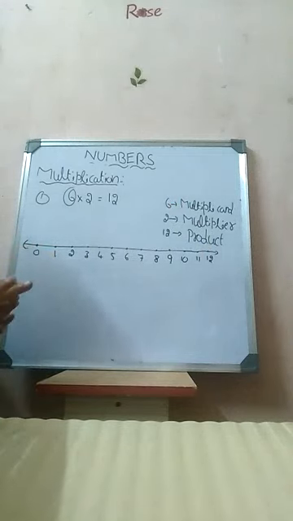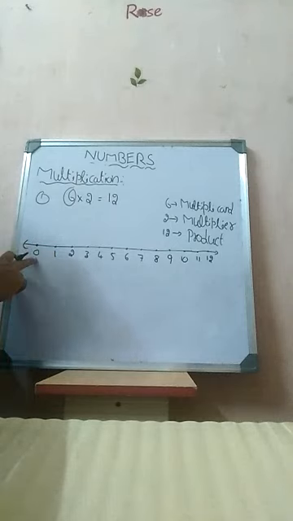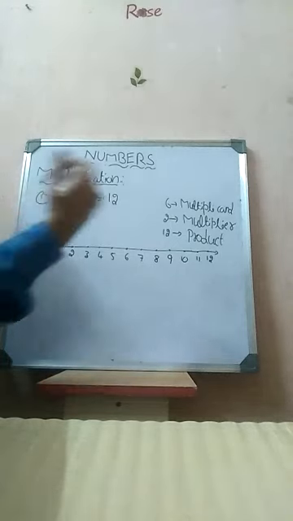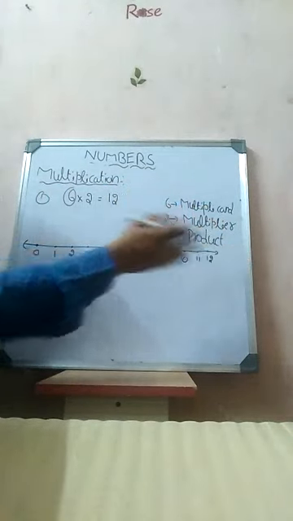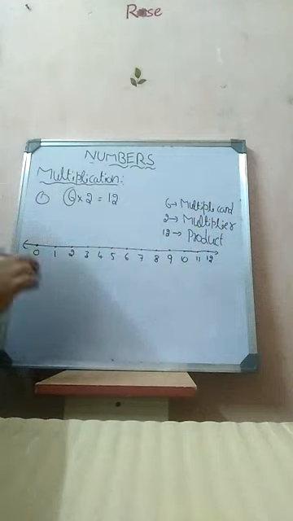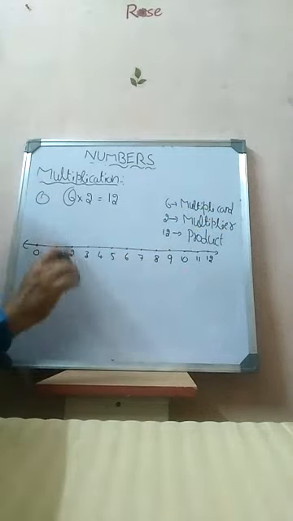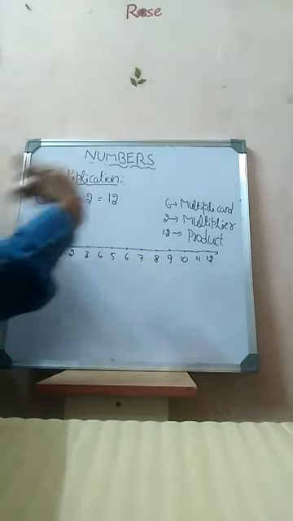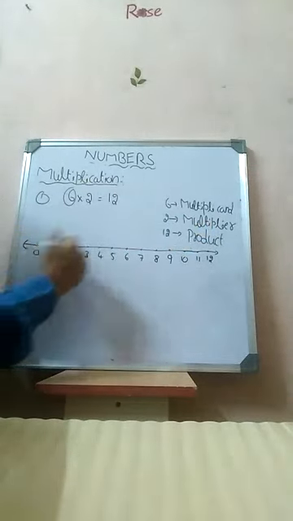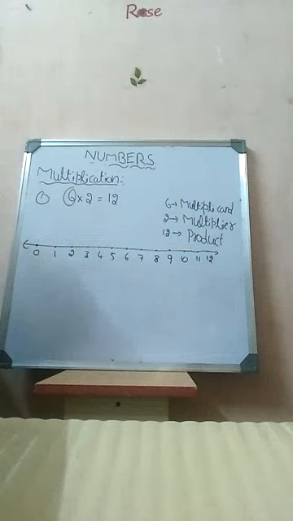So in multiplication, we have to start from 0. Whatsoever the multiplication, we have to start from 0. Then the question is, which side we have to move, left side or right side? Multiplication is repeated addition. That's why we have to move right side from 0. So in addition and multiplication, we have to move right side. In subtraction and division, we have to move left side. You have to remember this.